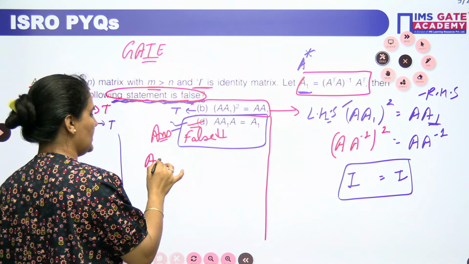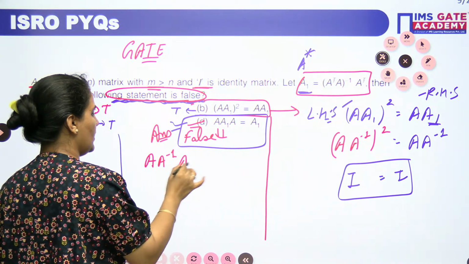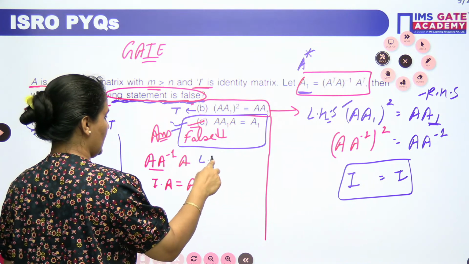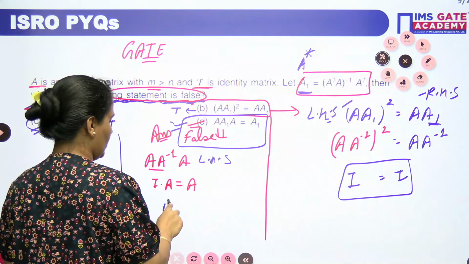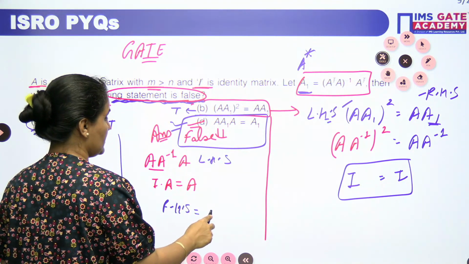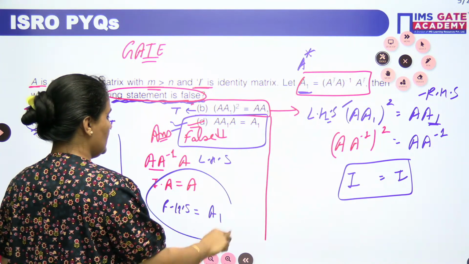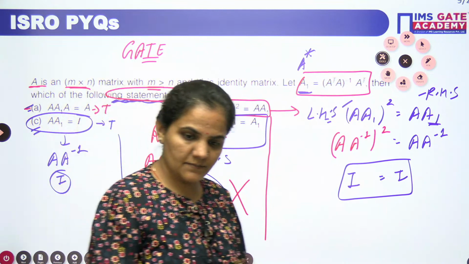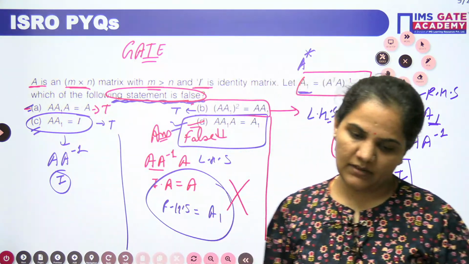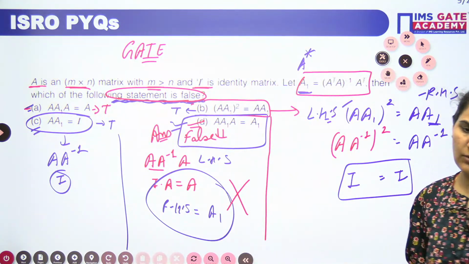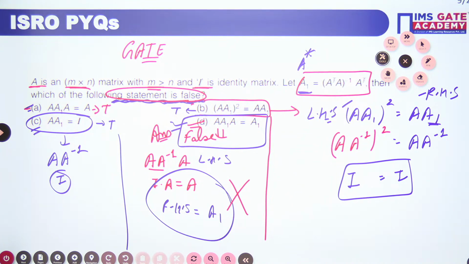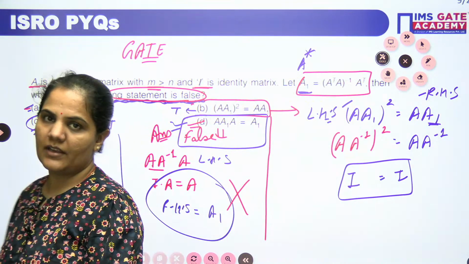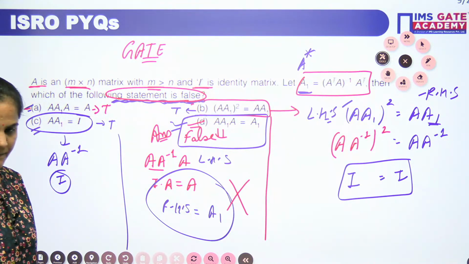If you want to check, you can put here A inverse into A. This will be I into A, which is A. This is my left hand side. And when I talk about the right hand side, in this question it is mentioned A inverse. So both the things are not equal. When it is not equal, it will be false. We can simply conclude it will be a false option. Like this, we can approach the question.